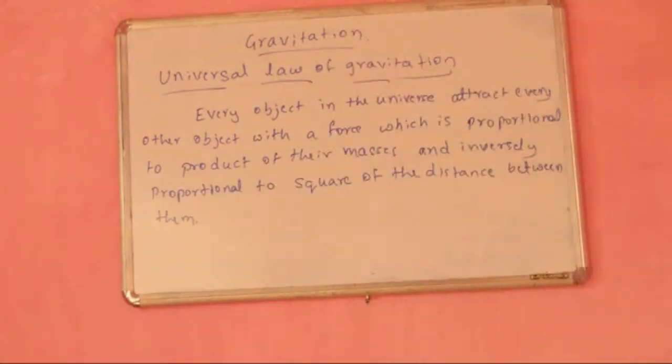Okay, just read that law statement once again. Every object in the universe attracts every other object with a force which is proportional to product of their masses and inversely proportional to square of the distance between them. Okay, this is a very important statement, and this derivation is a very important derivation, and the expression is also very much useful.